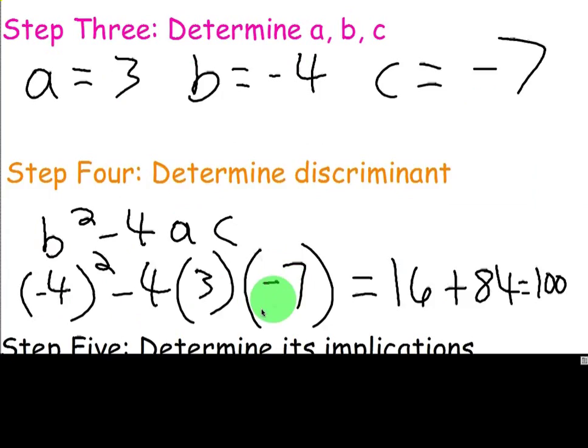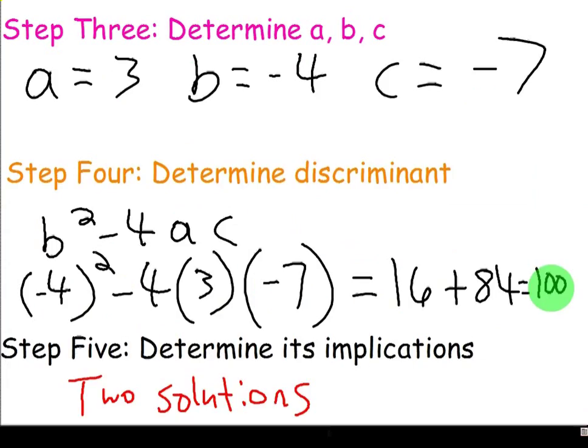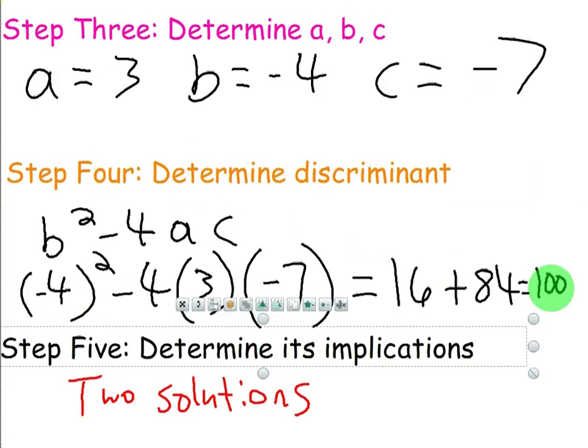So negative 4 squared is 16. And then 4 times 3 times 7, 84. But it's two negatives. That's important. That happens a lot. When you're subtracting something that ends up being negative, two negatives make a positive. So it becomes 16 plus 84, which is 100. So we figured out that the discriminant is positive. What does that mean? Two solutions. Good. It's going to have two solutions. And that's all you have to do for today's lesson.